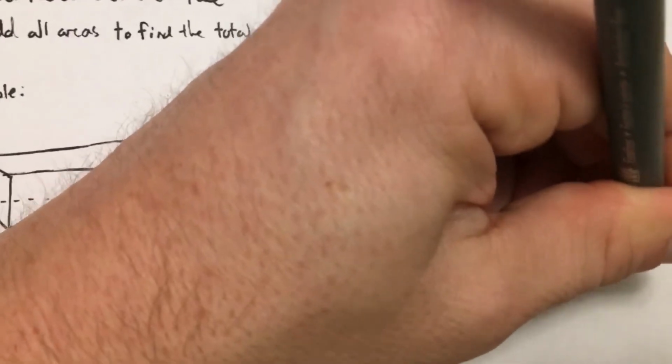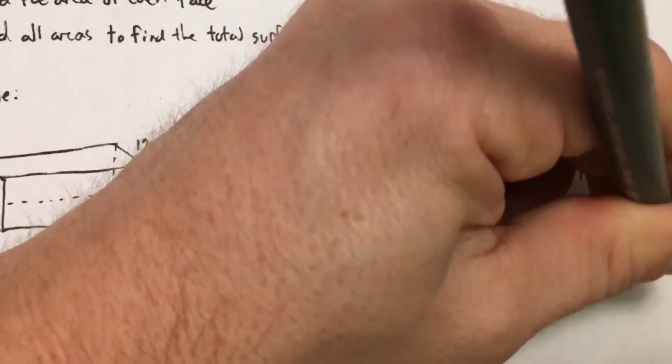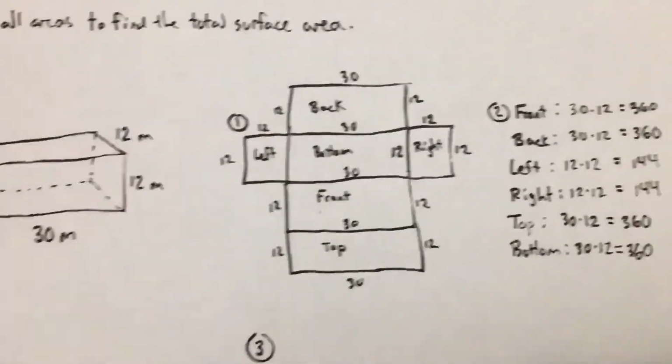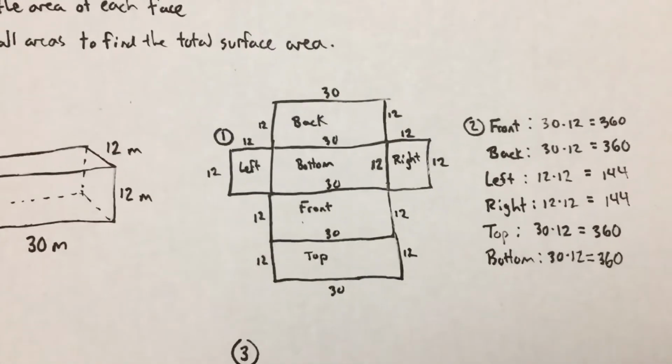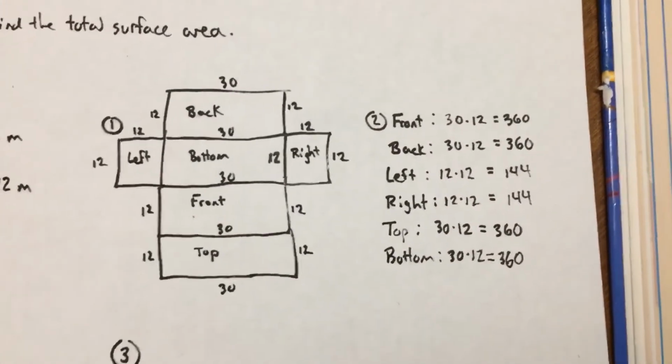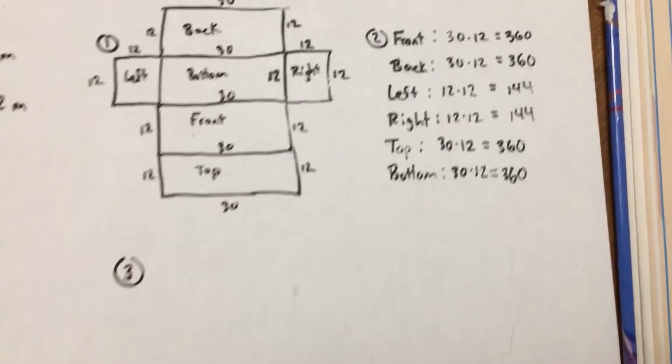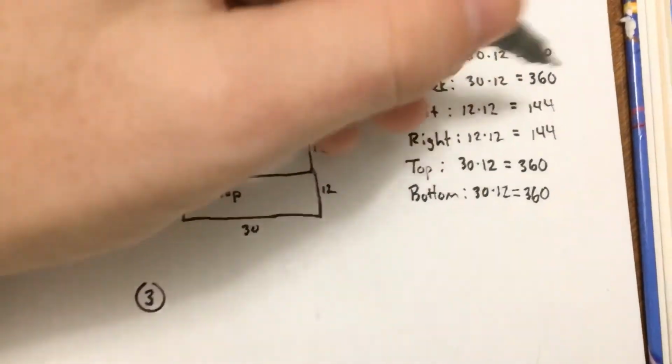So 30 times 12 gives us 360. All right, so we have all of our area measurements. So now the last thing we're going to do is add them all together.